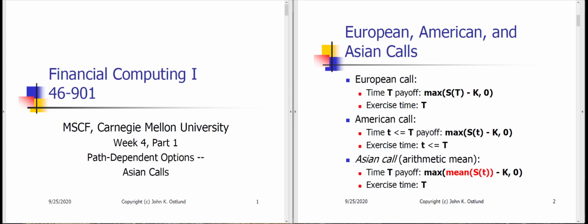We have looked at four different kinds of options so far, namely European calls and puts and American calls and puts. The distinction between those is in the ability to exercise early in the case of the American options.